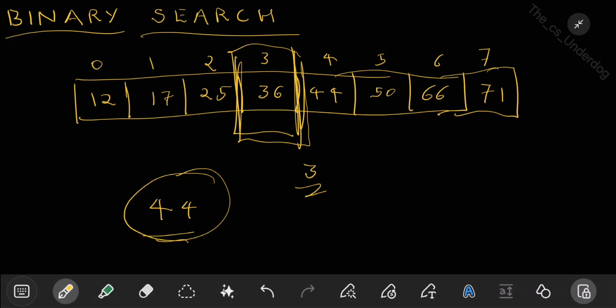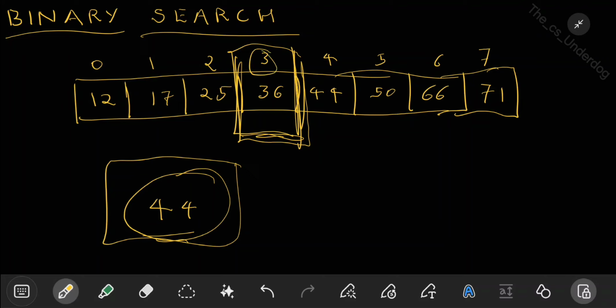What is the value in third index? It is 36. So the first thing you do is you will match the middle element with the target value. So you are searching for 44. You will check whether 44 is the middle element of this array. So in this case, it is not. If it is, then you can conclude the search there. You can say I already found 44 and 3 is the index. But in this case, index 3 is having 36, which means 44 is not present in index 3.